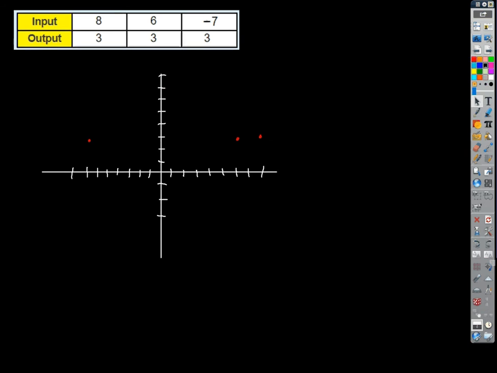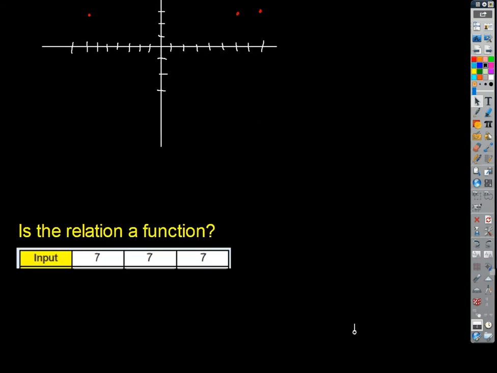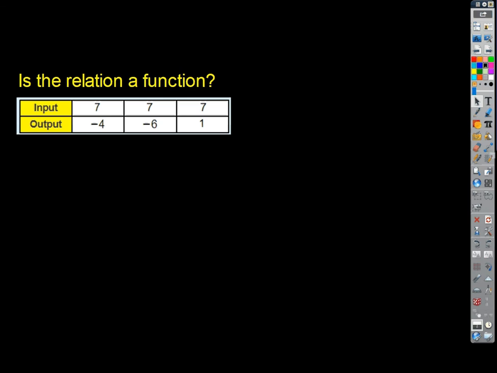Okay, now let's look at this guy. That is not a function, right? Clearly not a function because we've got repeated x values, right? Now, this is important. Let's look at what happens in a situation like this where we have repeated x values.